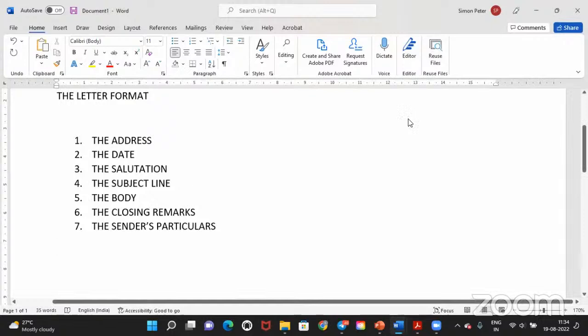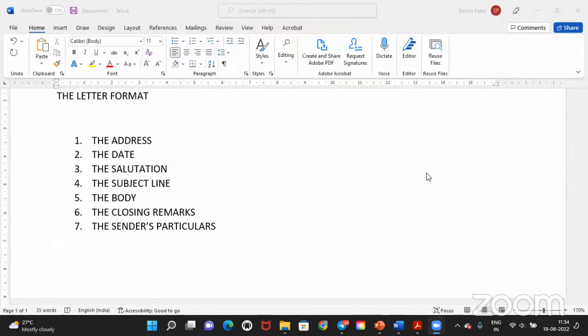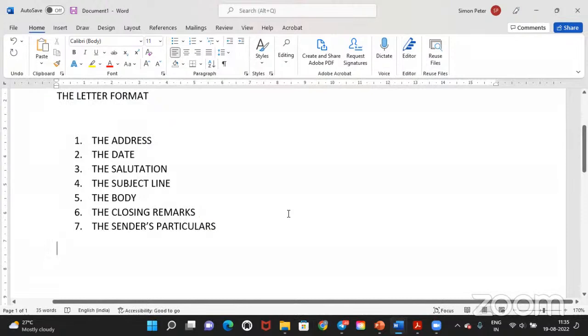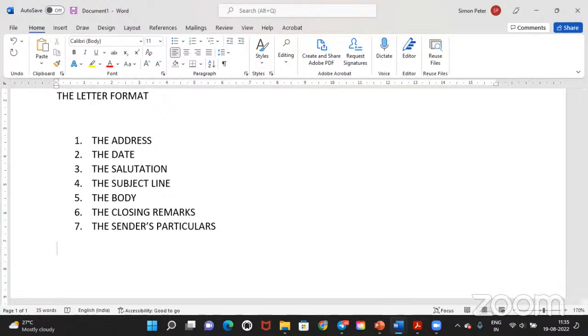Right. Today we are going to have action-packed activity sessions. You're going to do a lot of activities. So just follow it up and don't miss the sessions at any cost. So these are the seven points. Now let us see one by one. Number one. The action. Okay.